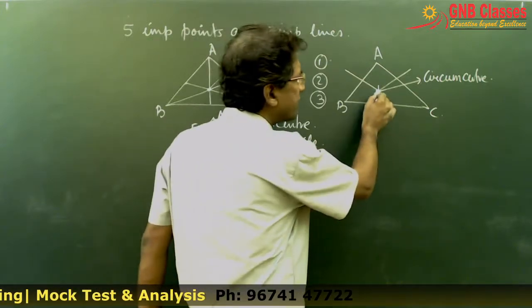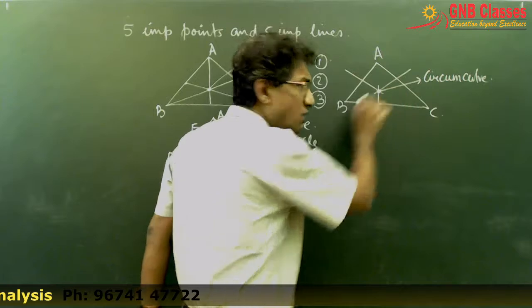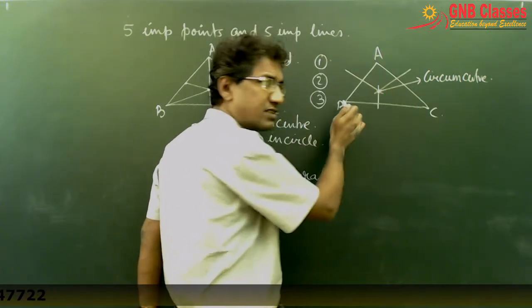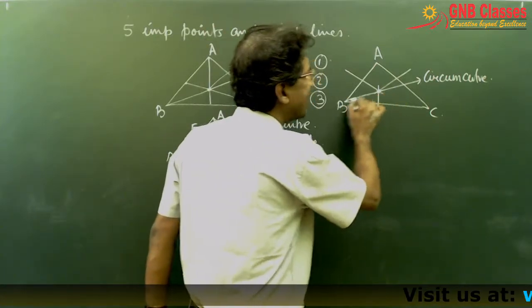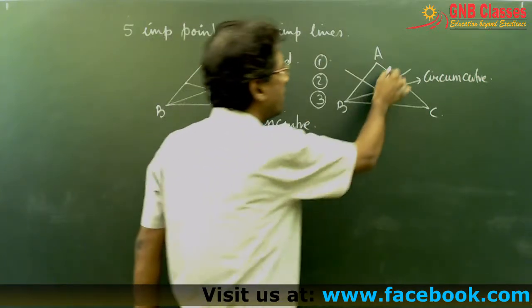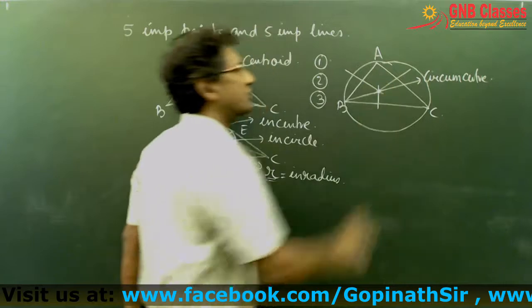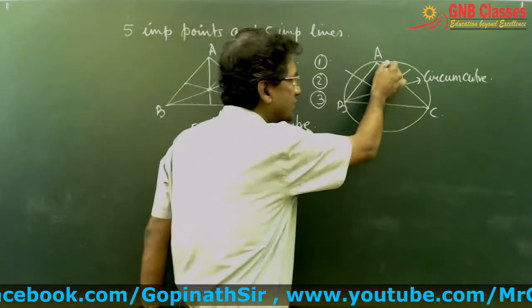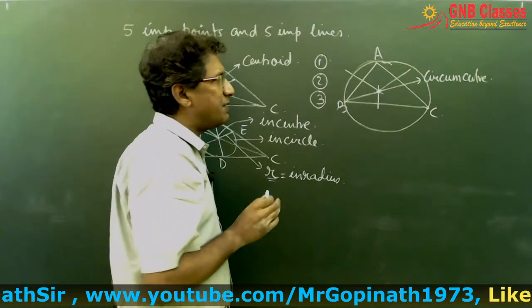Okay, now from the circumcenter, if we take the distance to any of the vertices, and taking that distance as a radius, if we draw a circle, it is going to circumscribe the triangle ABC. Is it clear? It is going to circumscribe the triangle ABC.